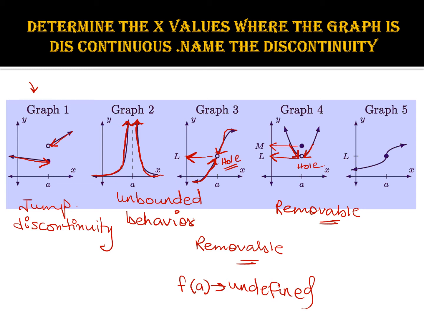Now look at graph number 5. Graph number 5 is made without lifting your hand off the paper. So you can say that there is no discontinuity in graph number 5, which means that graph number 5 is continuous.